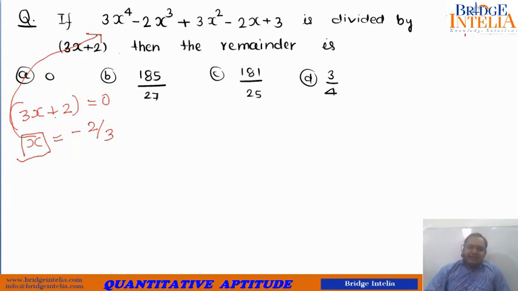So that is the concept. So in this case, to find the remainder, we will replace x with minus 2 by 3 and let's see what the answer comes out to be.